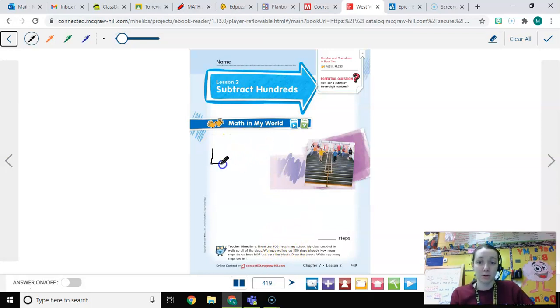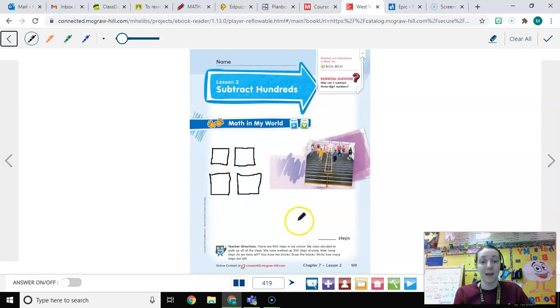With our base 10 blocks, we have 400 steps in the school. So we're just going to draw 400 flats because there's 400s in this number, and there's no tens or ones in the different places. They walked up 300 steps already. Remember with subtraction, you cross out what you're using. So 300s are gone, and it wants to know how many are left. Look, how many do we have left? 100 flat, which means we have 100 steps. So this is showing that 400 minus 300 is 100.